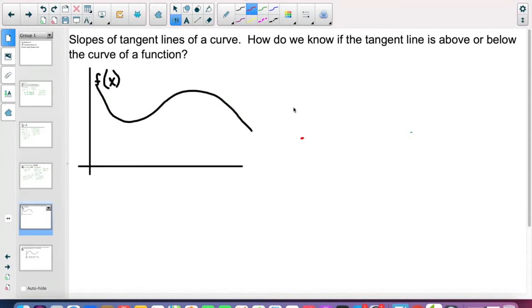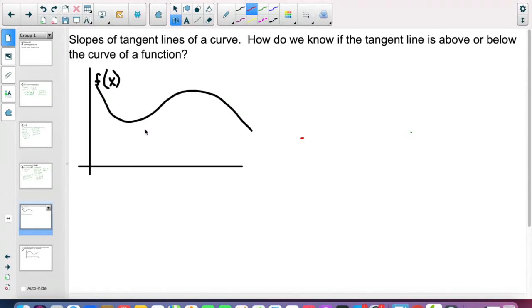In the next couple segments, we're going to consider slope of tangent lines of curves. And specifically, they want to know, how are we going to know if the tangent line is above or below the curve of a function? And in order to kind of figure that out, we need to talk about different properties of the function. If you look at this one, it looks like it has two curves here. This one has a minimum, this one has a maximum.